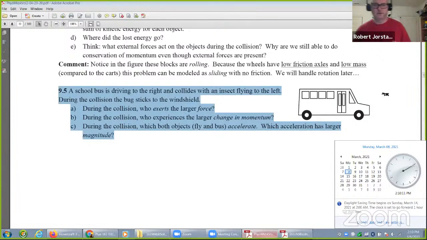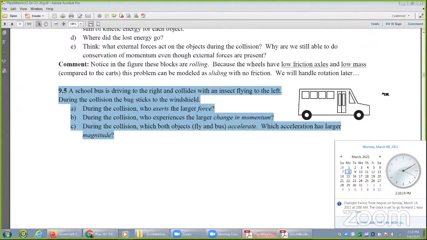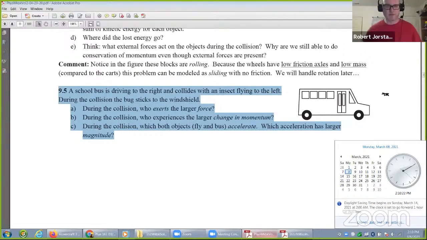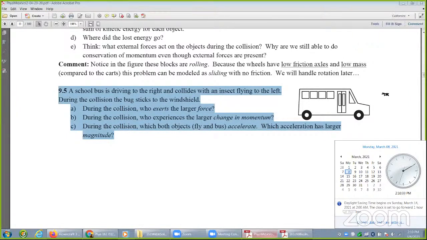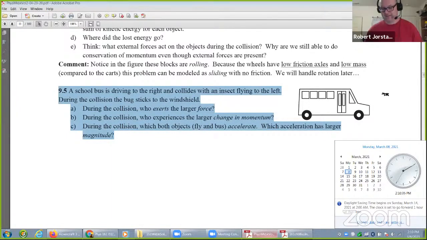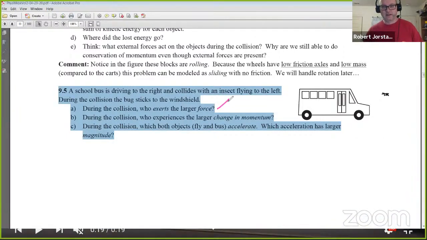Anybody now? Part A. During the collision, which one's exerting more force, the bus or the bug? Neither. They're both exerting the same amount of force. Same amount of force. Who has the larger change in momentum? Somebody else. Mosquito. Equal change of momentum. Same. They have the same change in momentum. Now, change in velocity is different.